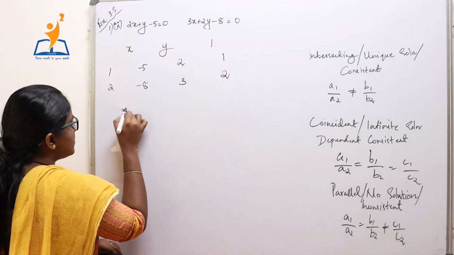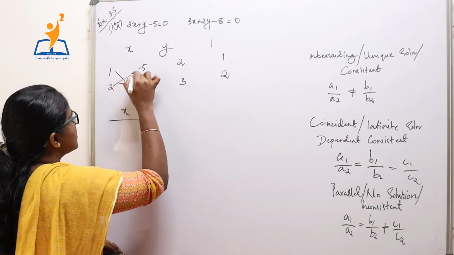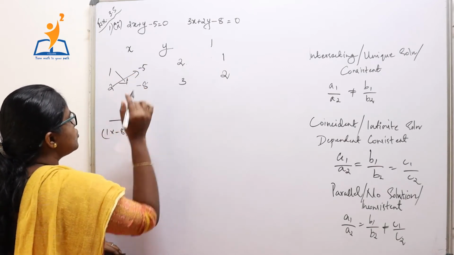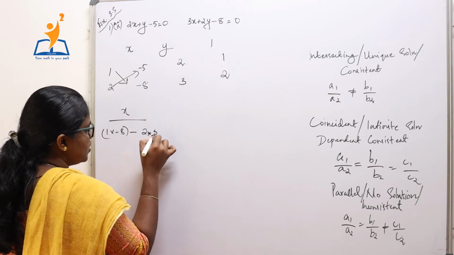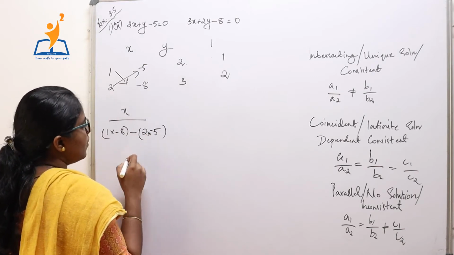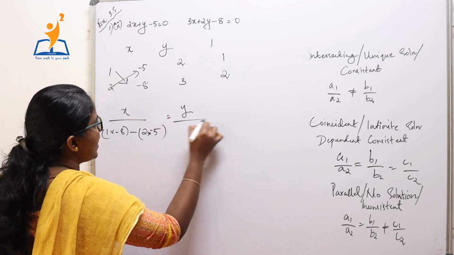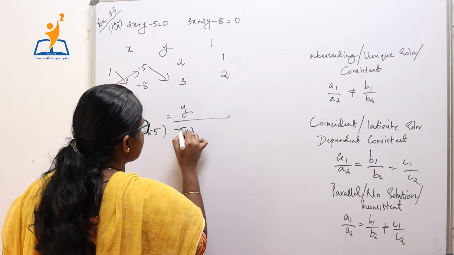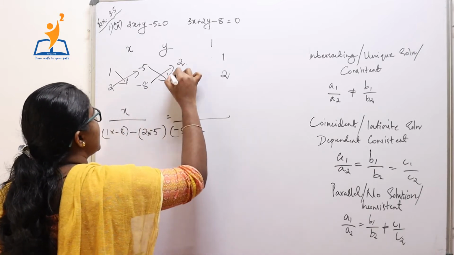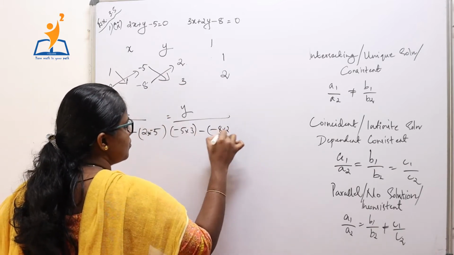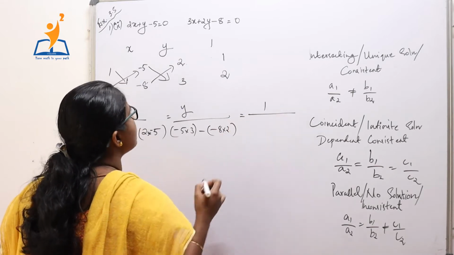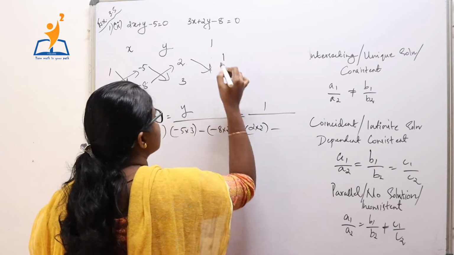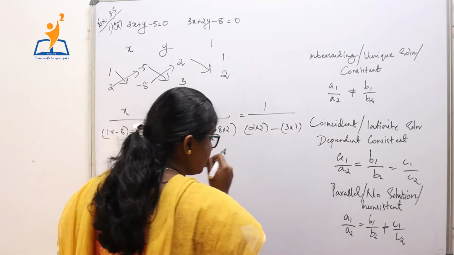Now we have the cross multiplication, that is x by 1 into minus 8 minus 2 into minus 5, is equal to y by minus 5 into 3 minus minus 8 into 2, is equal to 1 by 2 into 2 minus 3 into 1. So that's it.